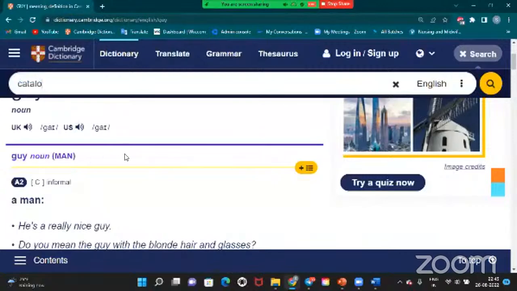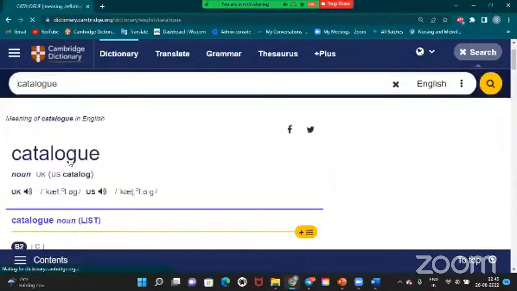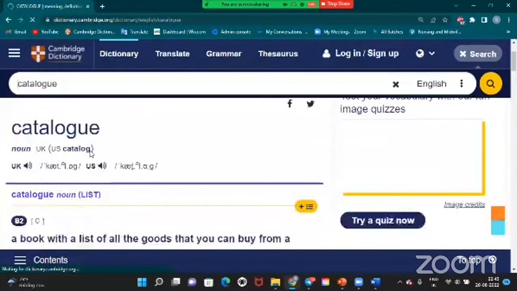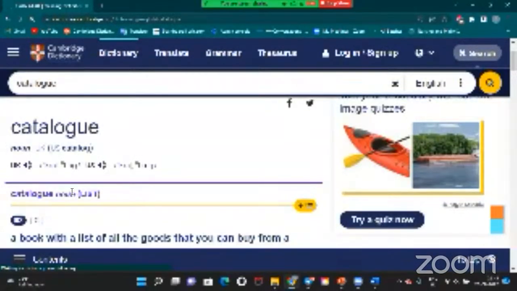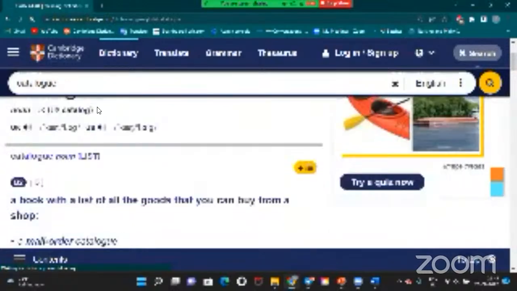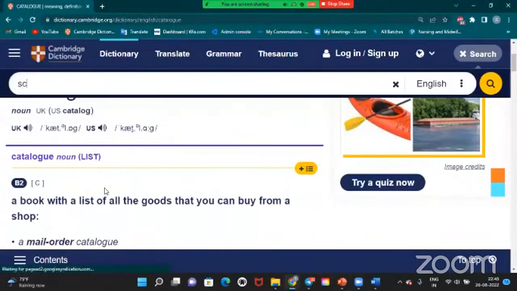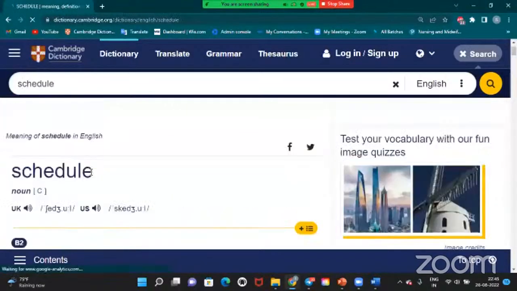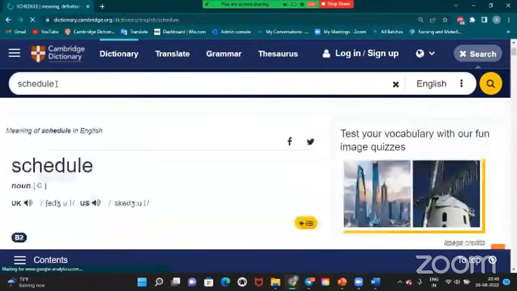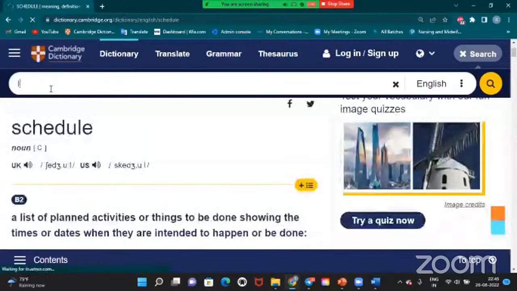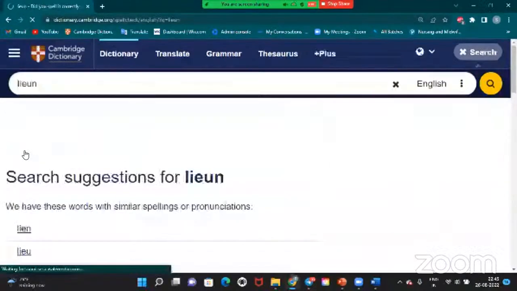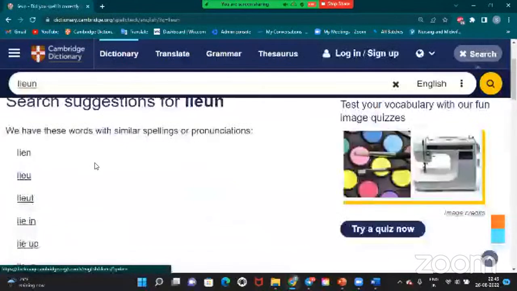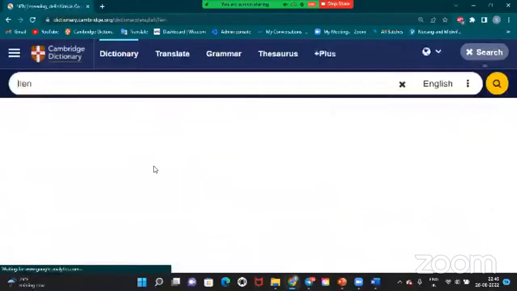So now I'm giving you some words like this. Catalog, nothing is there. So it is both formal and informal, you can use it. That's not a problem. For example, schedule. Now this schedule is also formal and informal. Then for example, lien. So these words will be there.